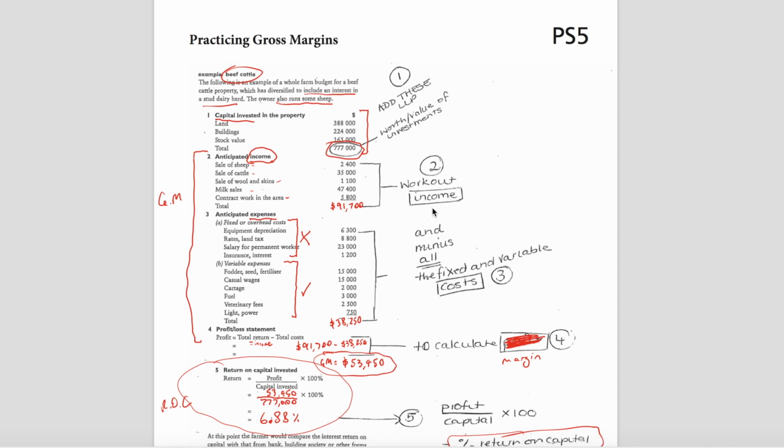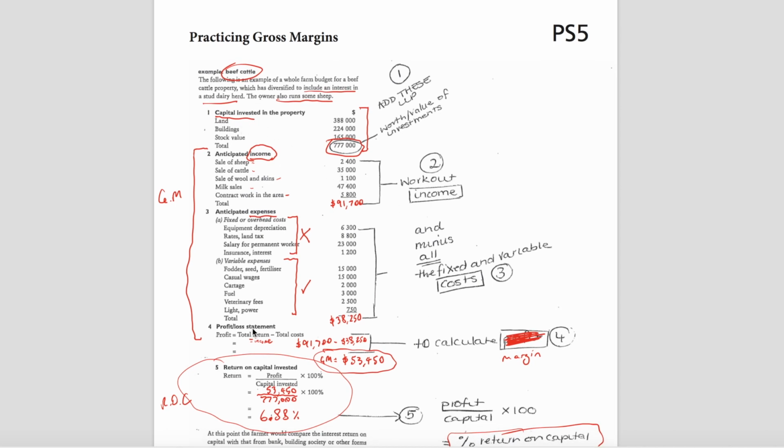This is another practice of gross margins. It also has a return to capital in it, and this first section, number 1, is all the capital or money invested, and then you work out the return. And you put the return over the gross margin, over this capital invested, and you get the percentage of 6.88%. But here we have anticipated income. You add these things up because we're doing beef cattle. Once you add up the income, it is $91,700.